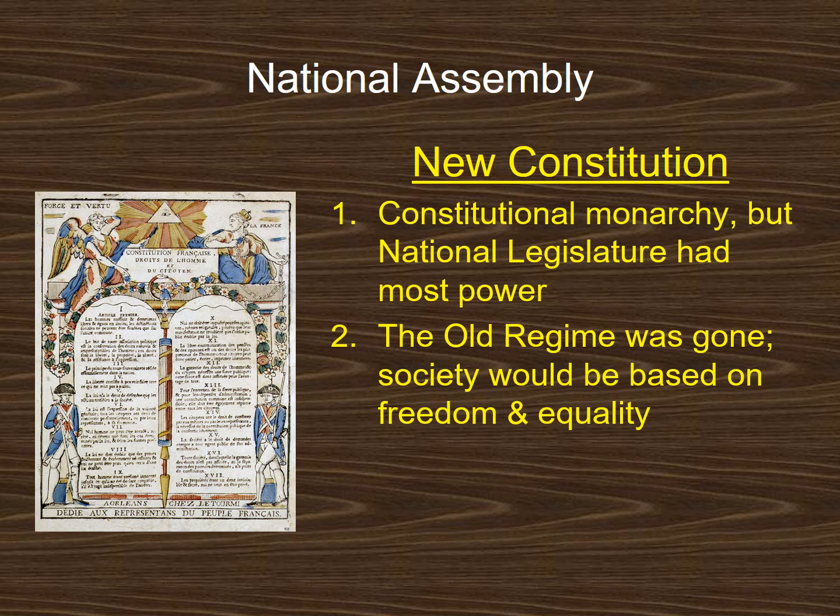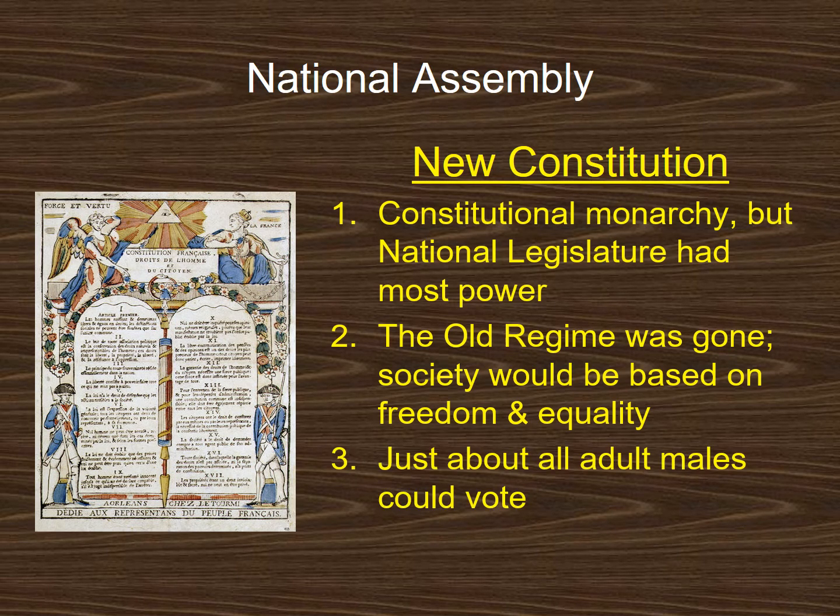Clearly, the old regime was gone. Society was going to be based upon freedom and equality. There would no longer be members of the nobility and peasants. There were no traditional privileges that had been in place for centuries before. An important concept included in this new constitution was that just about all adult males had the right to vote. Not women, however.